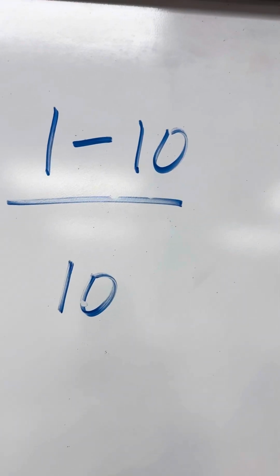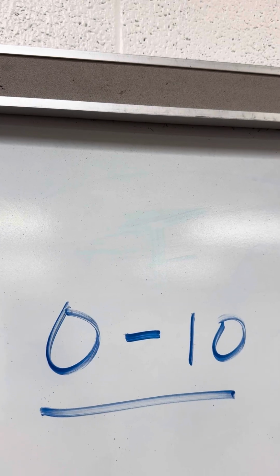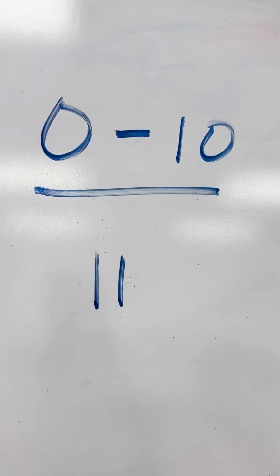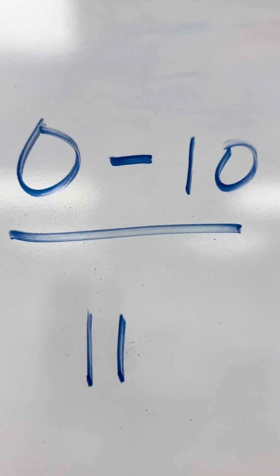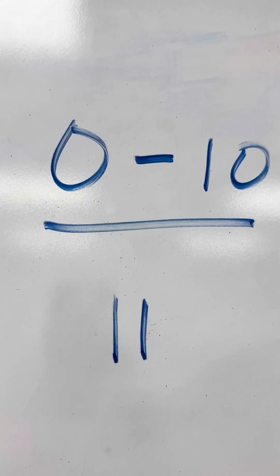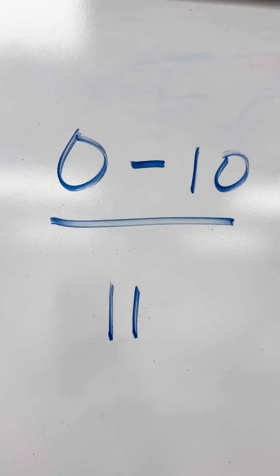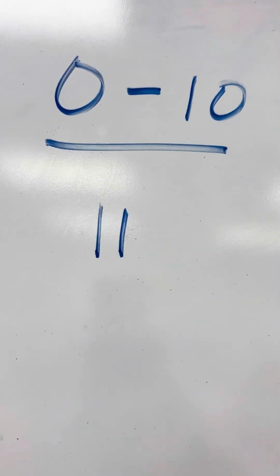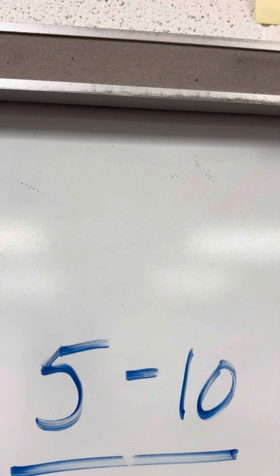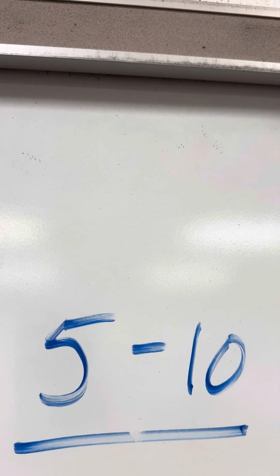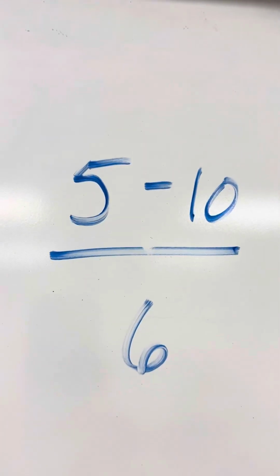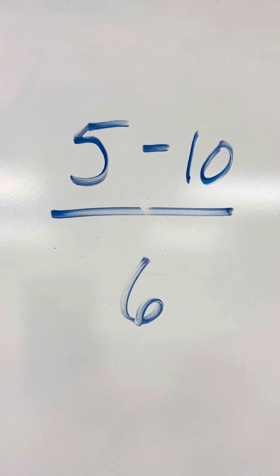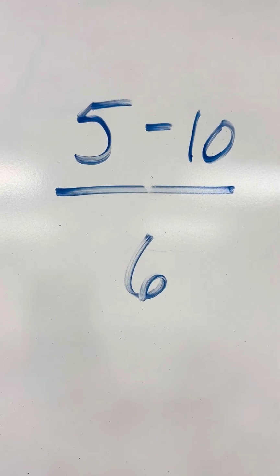So, how many numbers are there from 0 to 10? Would you agree that there's 11 numbers from 0 to 10 because we include 0, right? So when you count from 0 to 10, you will have counted 11 numbers. How many numbers are there from 5 to 10? Now you might quickly think 5, but isn't it 6, right? 5, 6, 7, 8, 9, 10. That was 6 numbers, right?